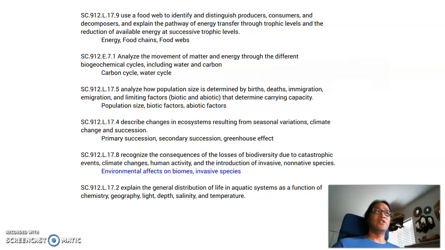Alright, so far we've covered energy, food chains, food webs, carbon cycle, water cycle, population size, biotic factors, abiotic factors, primary succession, secondary succession, and greenhouse gases. Well, actually not greenhouse gases, but greenhouse effect.